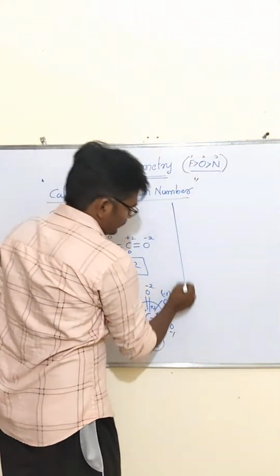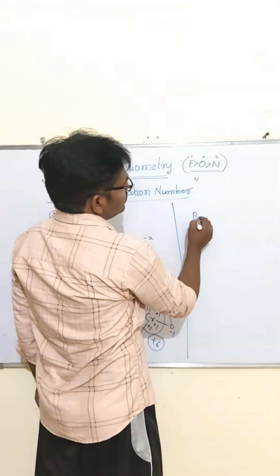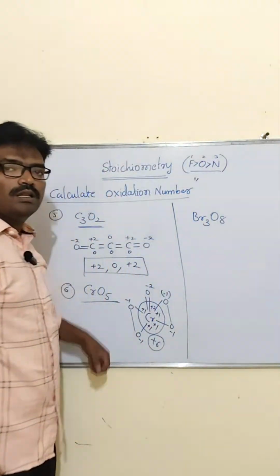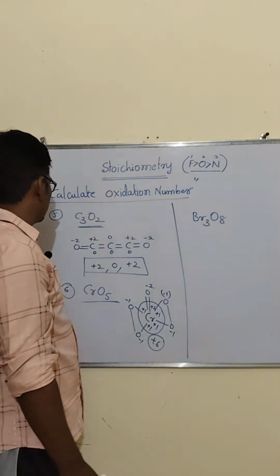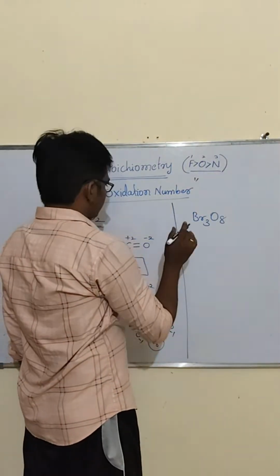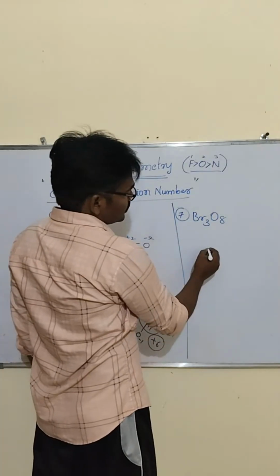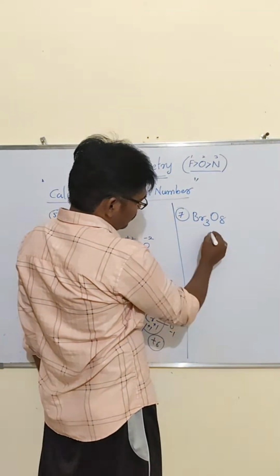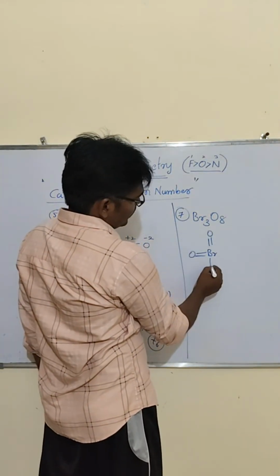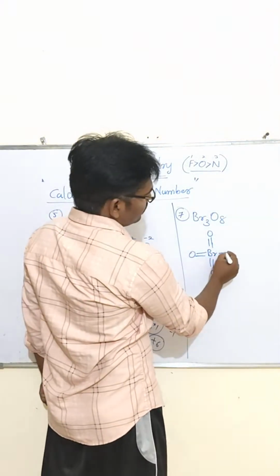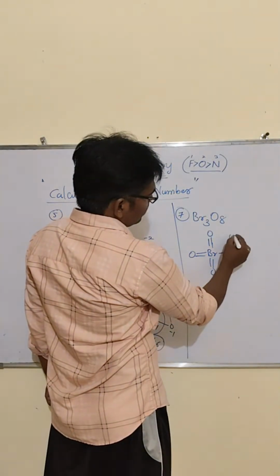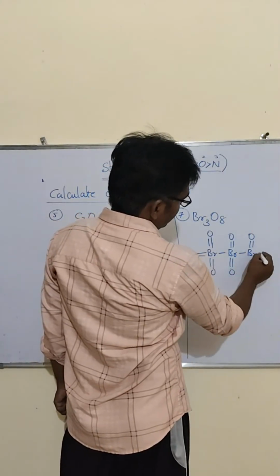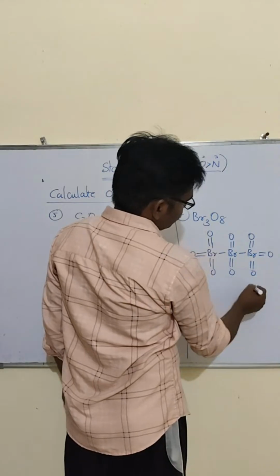Then one more is there, that is the Br3O8 molecule. This is also asked in the JEE Mains examination, so you have to remember. This is the 7th one. The original structure of Br3O8: Br, double bond O, double bond O, double bond O, then bond Br, then double bond O, double bond O, then bond Br, then double bond O, double bond O, double bond O, like this.